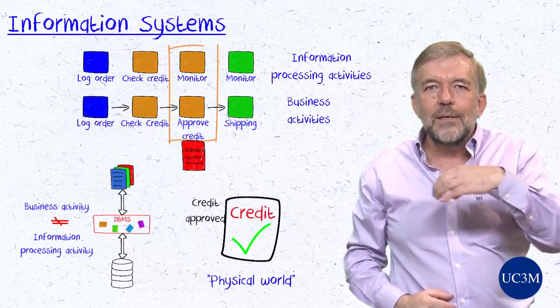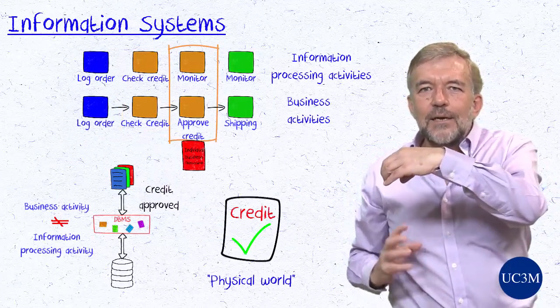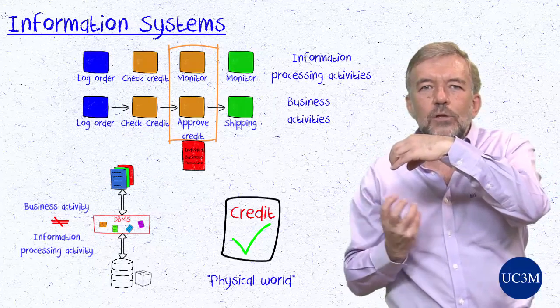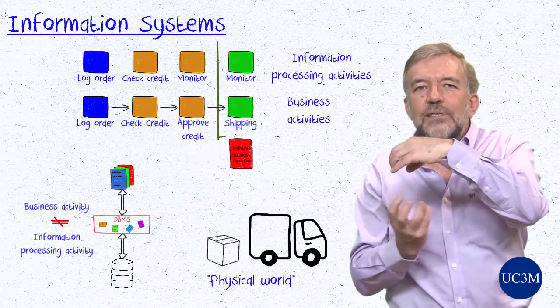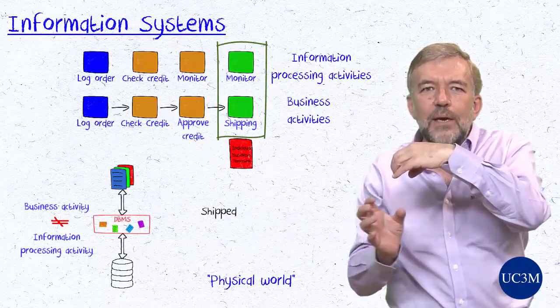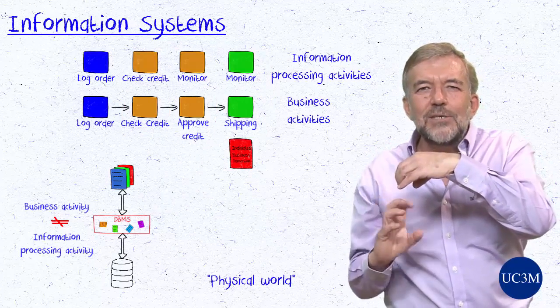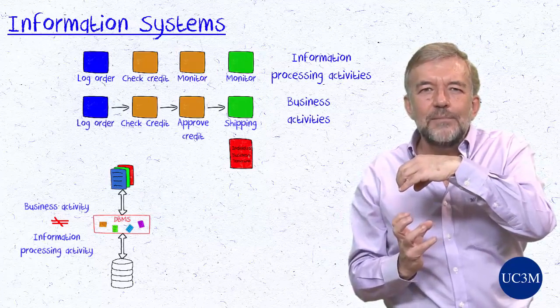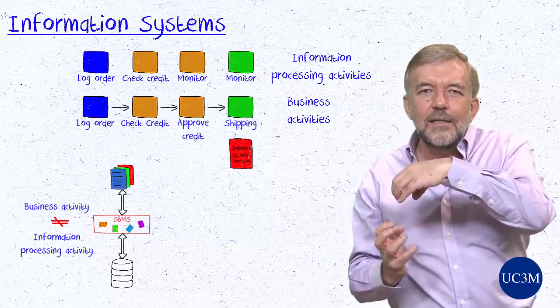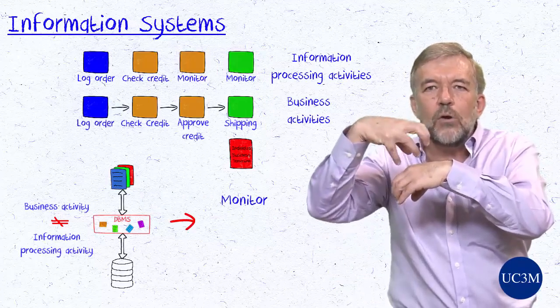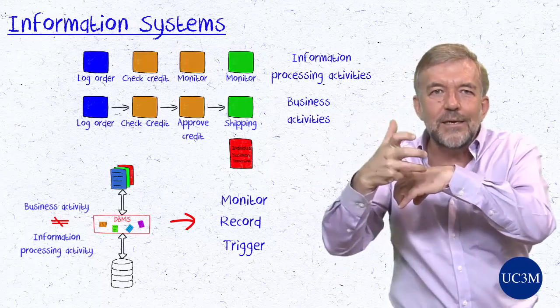Other times, the business activity takes place in the physical or human world, such as physically manufacturing or shipping a given product, or taking a subjective decision on extending a credit limit. Even in these cases, the information system will monitor, record, and sometimes trigger the activity.